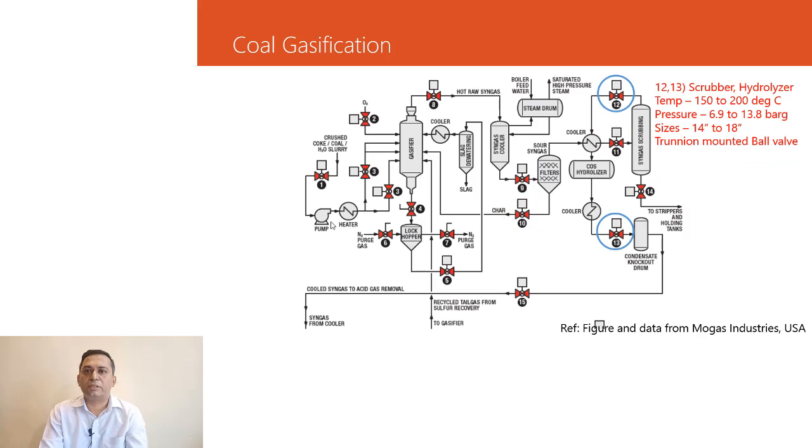12 and 13. These are scrubber and hydrolysis valves. Temperature will be 150 to 200 degrees centigrade. Pressure will be 6.9 to 13.8 bar, and size will be 14 to 18 tunnel mounted ball valve.